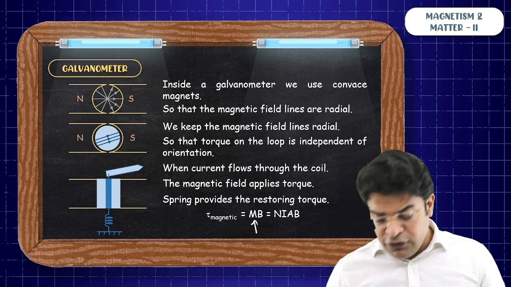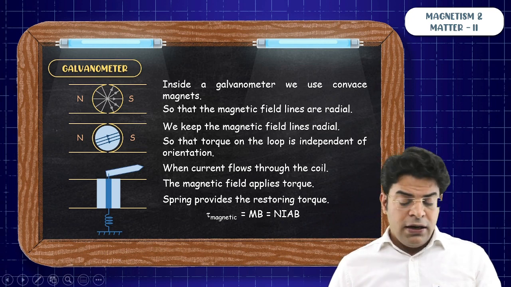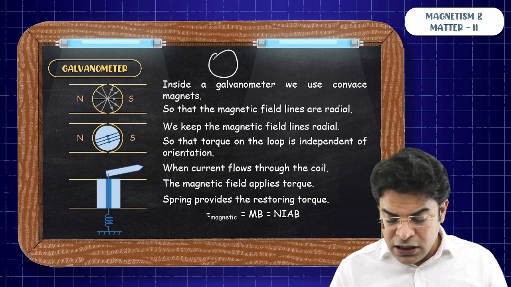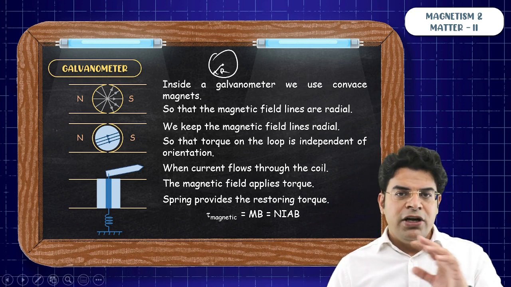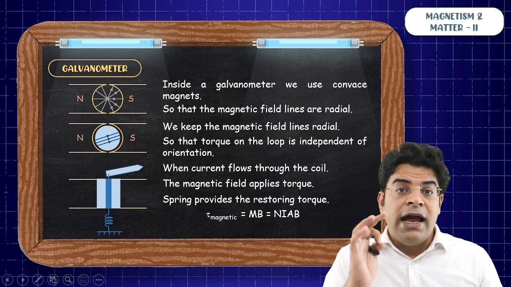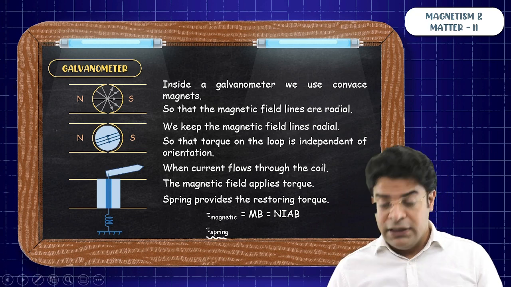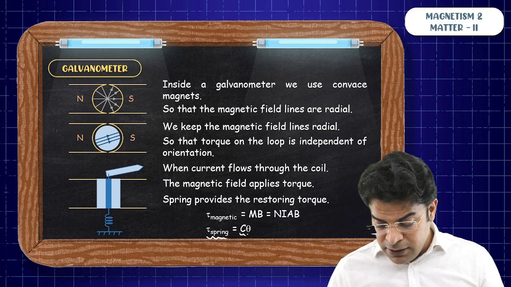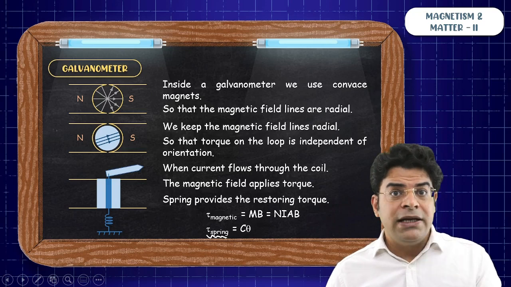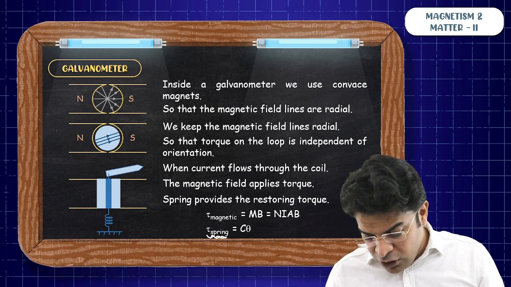You can write in place of magnetic moment the number of turns in the coil times the current flowing through the coil times the magnitude of the area of the coil. If the coil is a circle of radius r, then the area will be written as pi r square. So NIAB, this is the magnetic torque acting on the coil. The restoring torque provided by the spring is nothing but the torsional constant multiplied by the angle of twist theta. So the restoring torque provided by the spring is directly proportional to the twist in the spring. So the restoring torque is nothing but C theta.